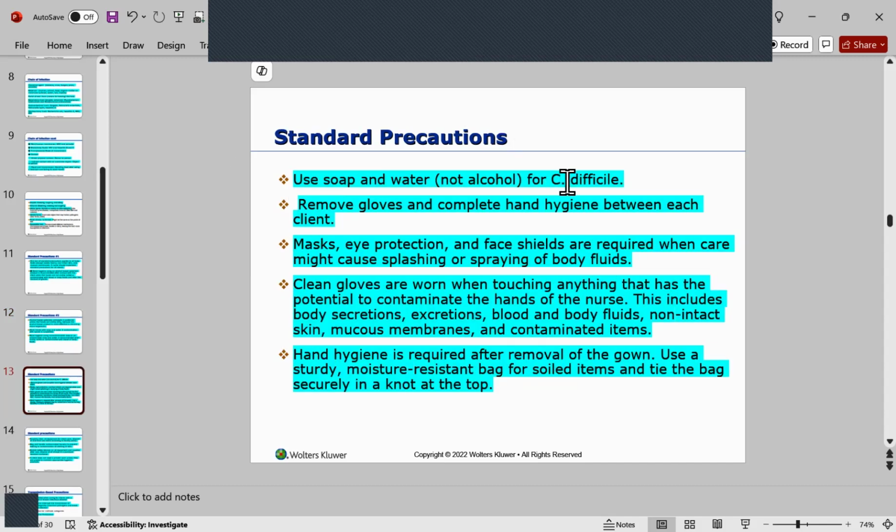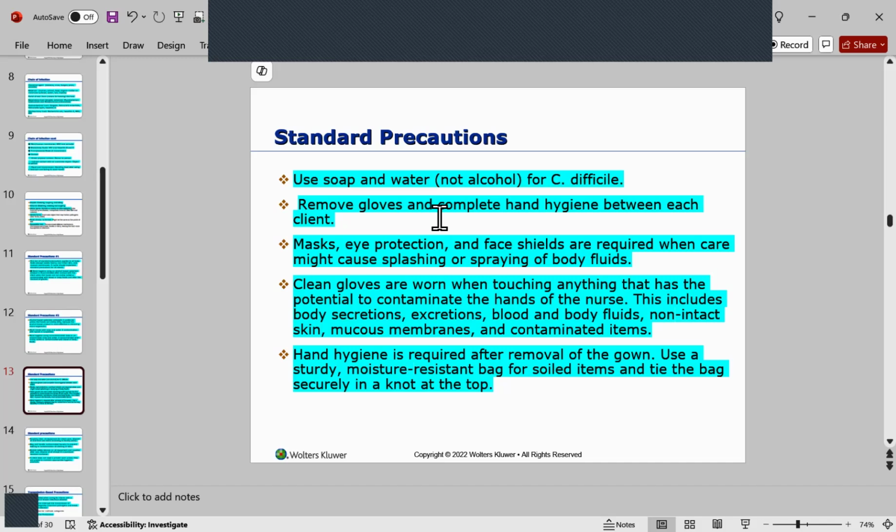Again, if the patient has Clostridium difficile, use soap and water, not hand sanitizer. Okay. Whenever you take off your gloves, you always do hand hygiene. Okay. And you always do hand hygiene between each client. There's other types of PPE like masks, eye protection like goggles, face shields. You would use those when you think that whatever you're going to do with the client might cause a splashing or spraying of body fluids, right? If you're going to irrigate a wound, you're going to probably put a face shield on. You don't want that in your face.